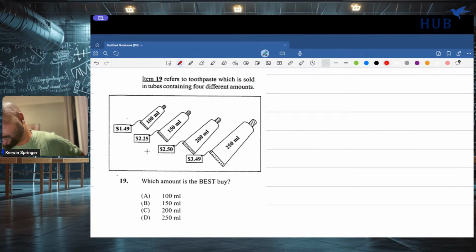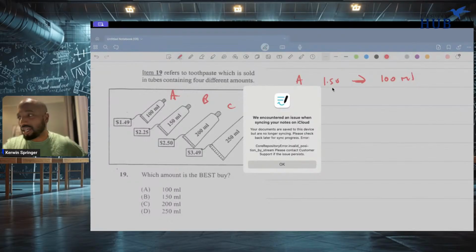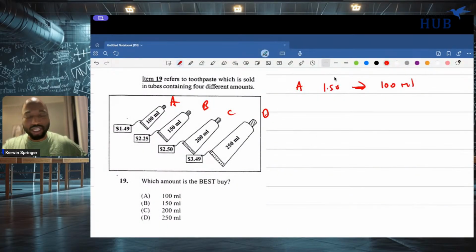What's the shortcut I use? Did I use a kind of LCM vibe? I think I did. So I use an approximation and an LCM vibe. Let's call these A, B, C, D. For A, we have $1.50 giving us 100 milliliters. So take this up to a common number, like maybe 10 or 15.